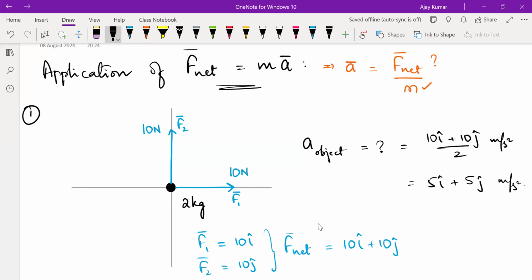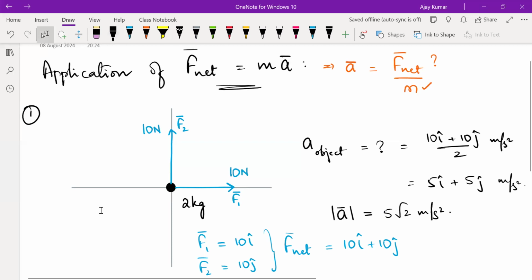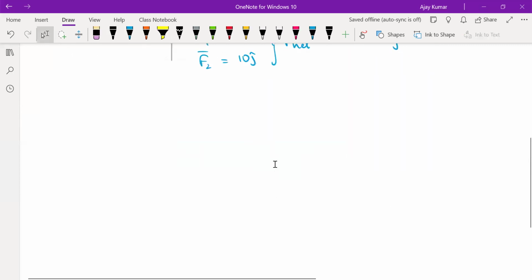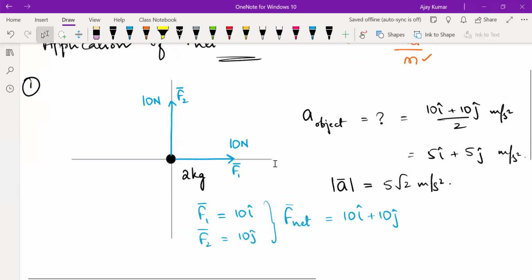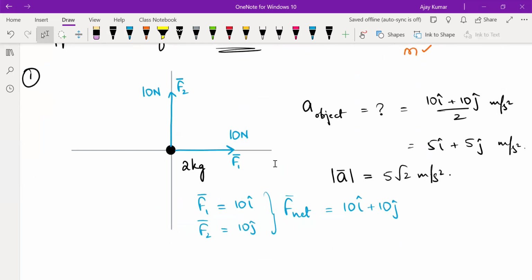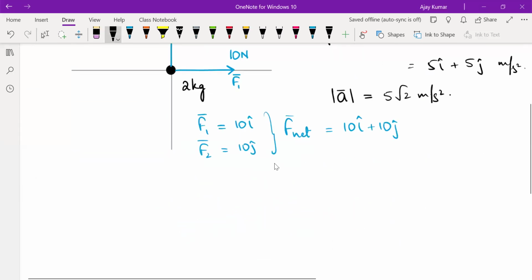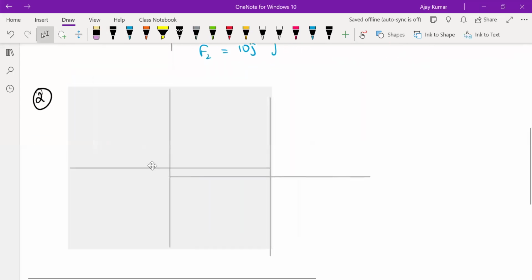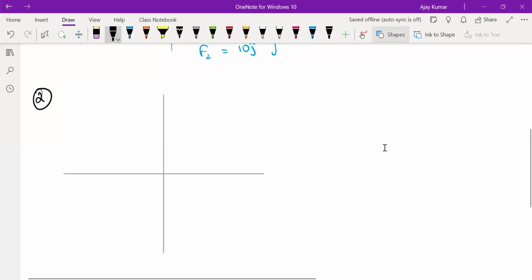Makes sense. One of you quickly tell me what is the magnitude of this acceleration. 5 root 2. Root of 5 square plus 5 square becomes 5 root 2 meters per second square. Correct. Okay, let's try another question. Saket, this is clear. Any doubt in this? Okay.